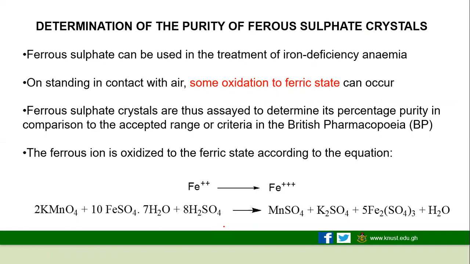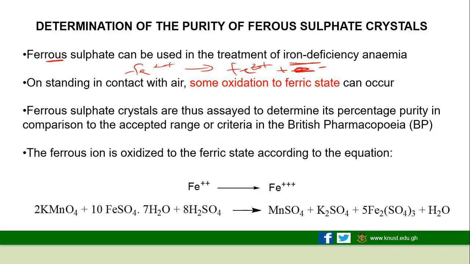On standing in contact with air, some oxidation to ferric state can occur. Good. So we are saying that ferrous sulfate can be used in treatment of iron deficiency because of the Fe2+, the ferrous, right? Now, when you leave the ferrous sulfate, the Fe2+ changes to Fe3+. This is the main problem with ferrous sulfate, it's being oxidized to the ferric state. For this reason, we check the purity to know the amount of Fe2+ inside the drug.